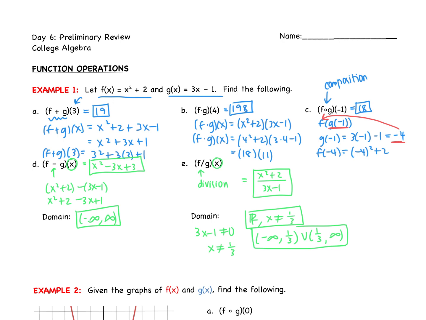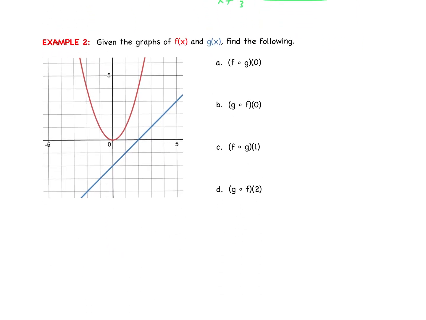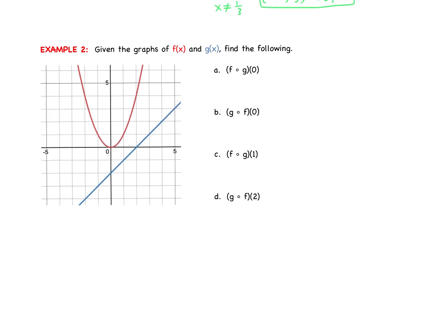Okay. You also need to be able to find information like this off of a graph. So that's what we're going to do next, is find quantities such as these off of a graph. So let's look at example 2. We are given the graphs of f and g. Okay, first thing I'm going to do, please label these. So the red one is f of x, and the blue one is g of x. You might not need that. I need it, though.